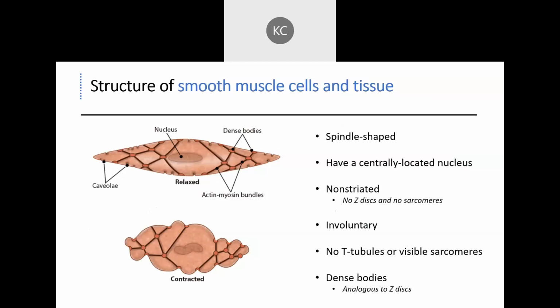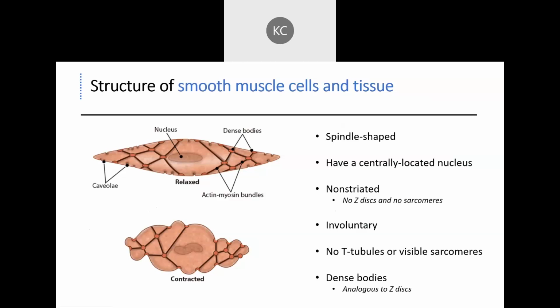And these dense bodies are analogous to the Z discs that we mentioned with our sarcomere in skeletal muscle. So if you recall, one sarcomere was one Z disc to another Z disc, and everything in between was the sarcomere. So for all intents and purposes, you can think of the dense bodies in smooth muscle cells as being like the Z disc. So from one dense body to another one, you have some myofilaments in the middle. However, there's another difference here.